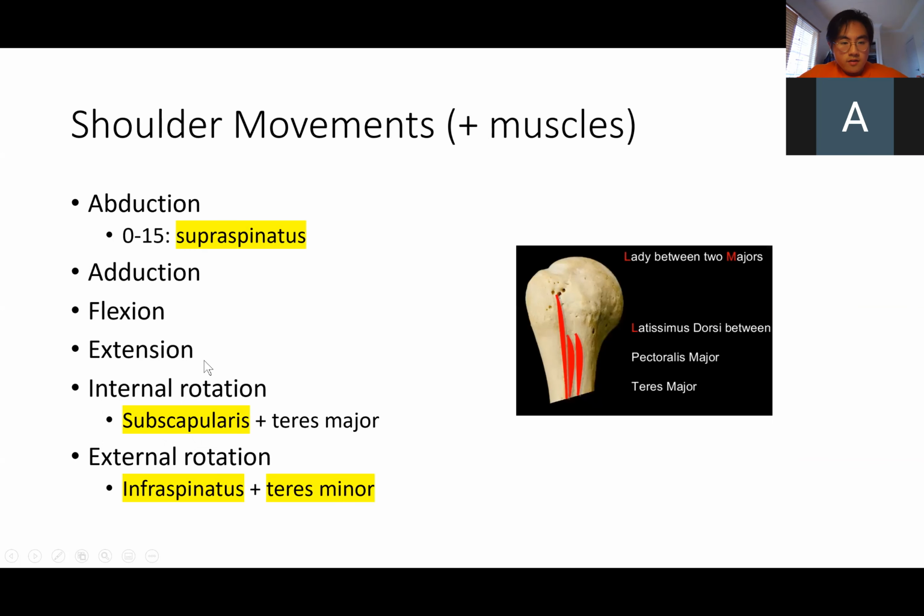And here's just the rotator cuff muscles highlighted. And just to remind you of where the teres major inserts into the bicipital groove, to help you remember that it's responsible for internal rotation.